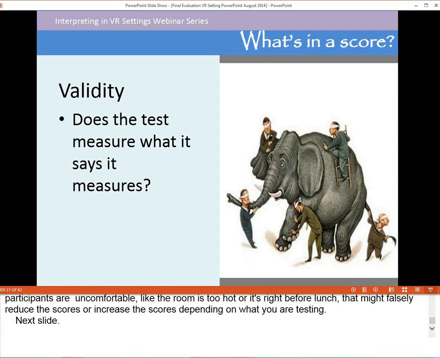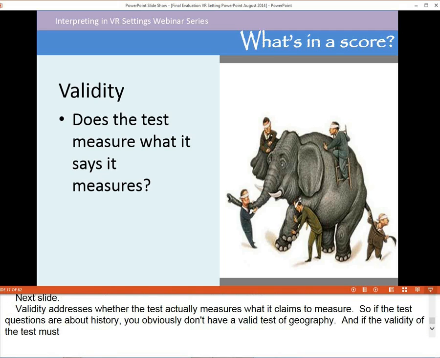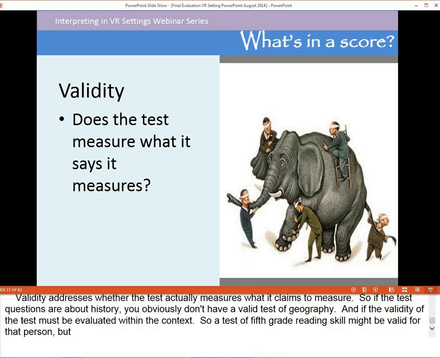Validity addresses whether the test actually measures what it claims to measure. So if the test questions are about history, you obviously don't have a valid test of geography. And the validity of the test must be evaluated within a context. So a test of 5th grade reading skill might be valid for that person, but invalid for predicting success in high school.